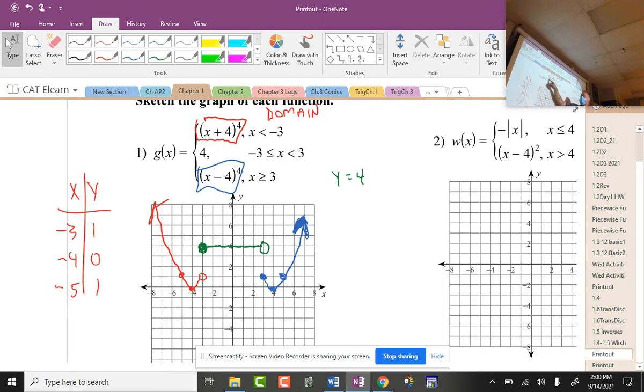This, through seeing it over and over again, is a horizontal line, but you don't draw it all the way through. You can only draw it from -3 to 3, and that's an open dot. This is a closed dot because of the equal sign. So hopefully you saw that. And then on the right, it's the same as the left with a little different thing here. 3 can be plugged in, and then -1 to the fourth is 1. 4, 0. 5 back to 1. So it is parabolic in nature, and that's true.